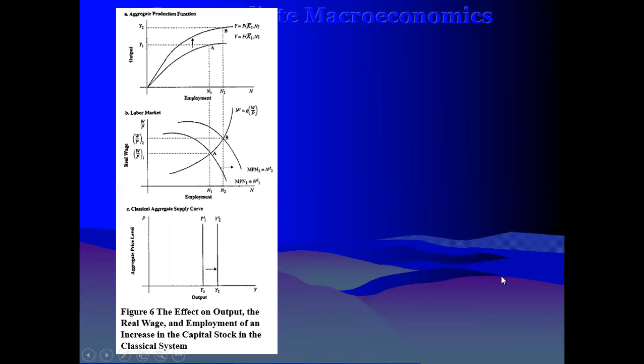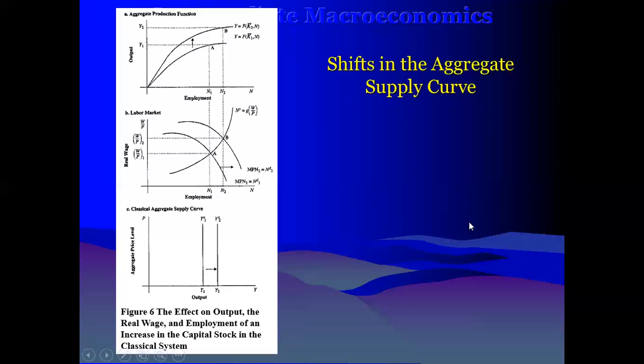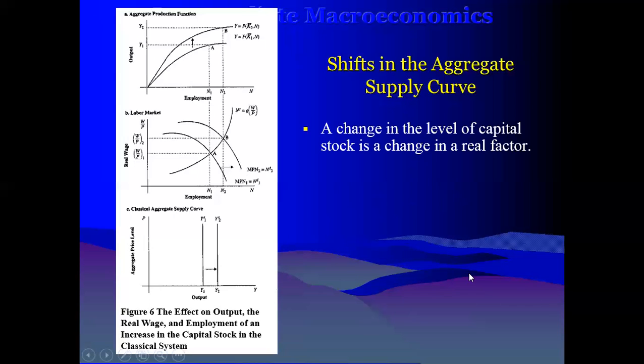So let's look at this. What can cause a shift in the aggregate supply curve? Let's look at a change in the level of capital stock. Last week we saw that whenever there's a change in the capital stock, this is what happens to the production function or the production curve. It shifts what? Upwards.